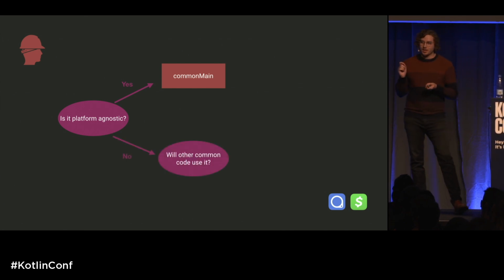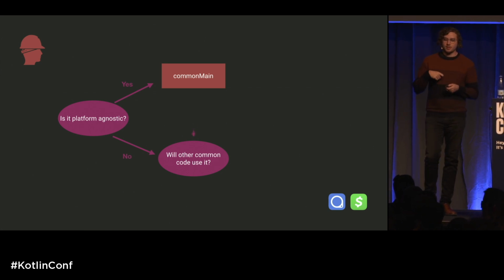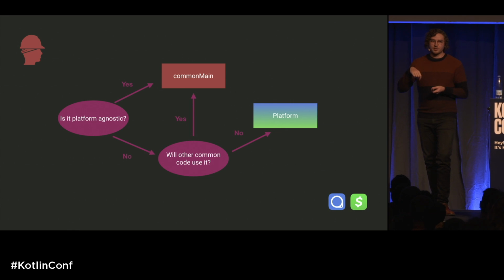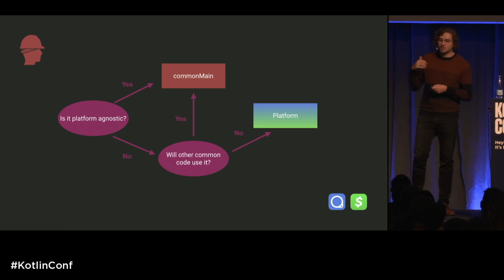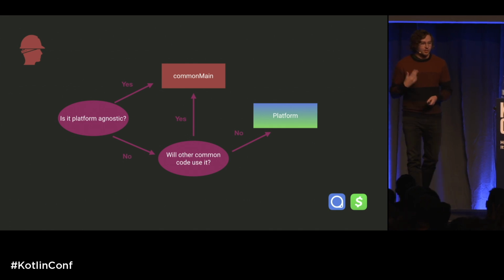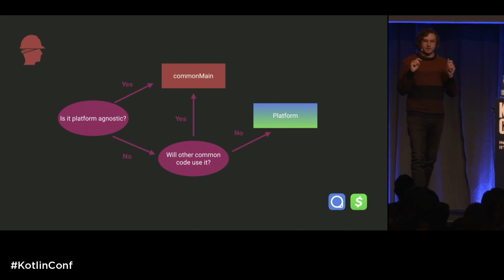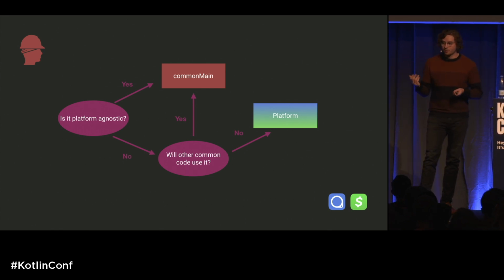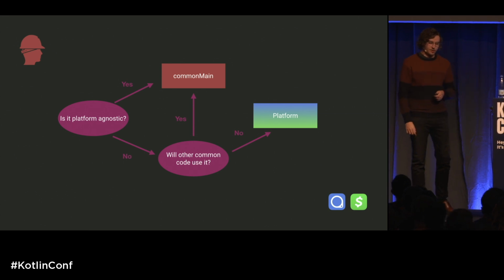If it's not, then you need to ask yourself a second question, which is if other common code is going to use this. And if the answer to this is yes, then this is where you have to use those expect types that actually get actualized in the platform code. And then finally, if it's not something that's going to get used in common code, that's when you just go out to the platform. And you really have two options there. You could have it in that platform-specific source set within the Kotlin multi-platform module, or you could just have it live in the host application, which is something we'll talk a little bit more about later.